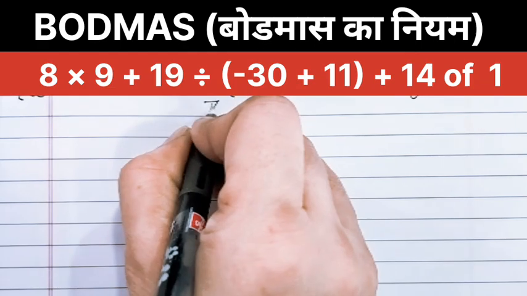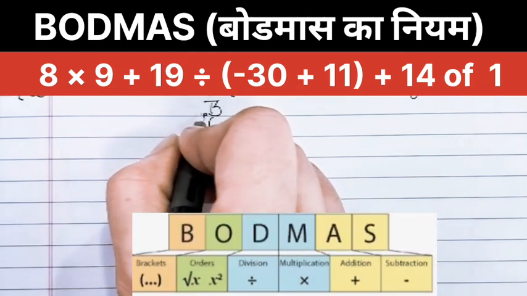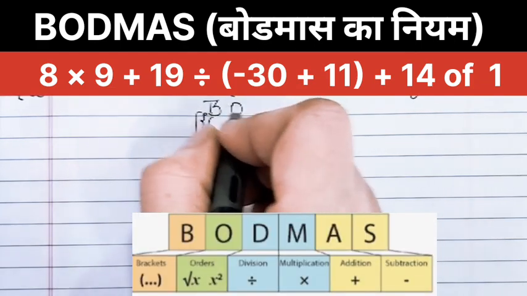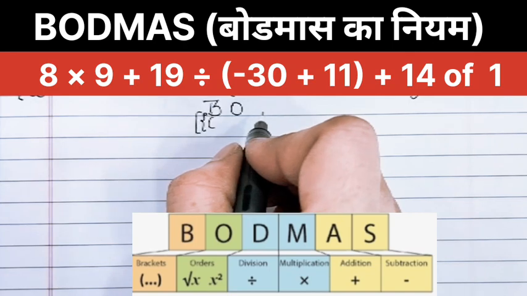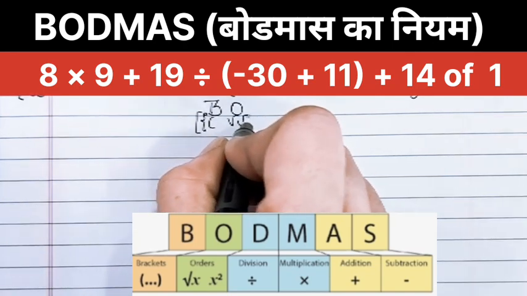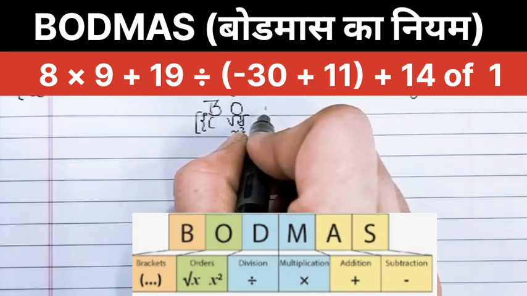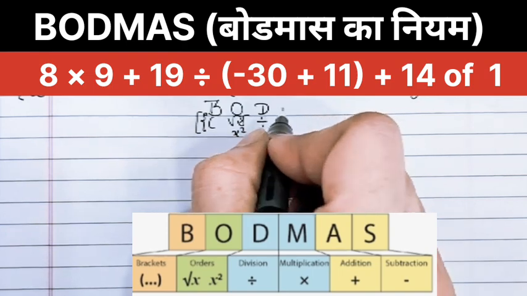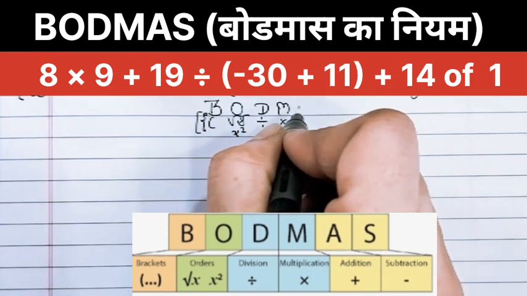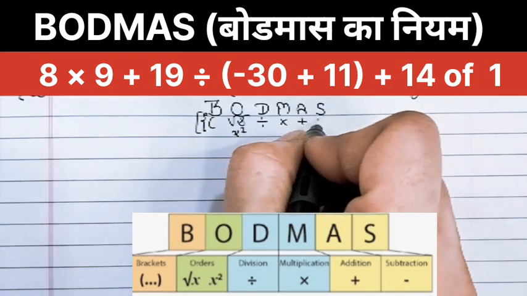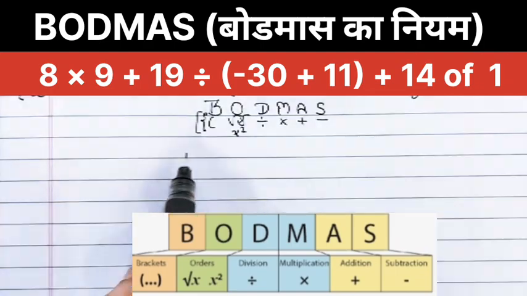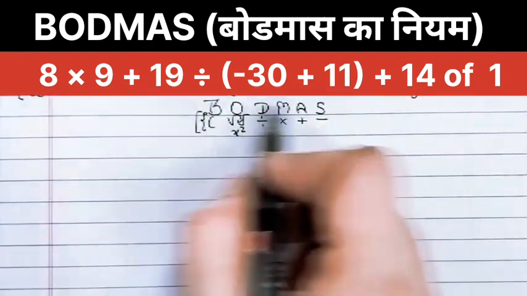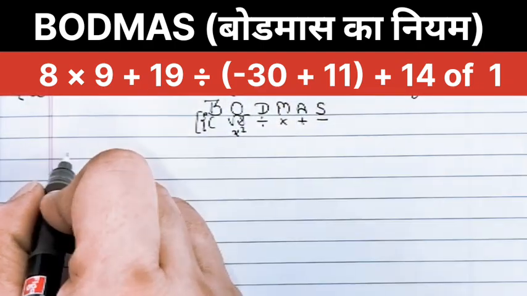The BODMAS rule says first we solve brackets: small bracket, curly bracket, then square bracket. O stands for of. We convert it into multiplication, square roots, cube roots and exponents. And then we solve division. D stands for division, M stands for multiplication, A stands for addition and S stands for subtraction. According to this BODMAS sequence, we'll break down this expression with a step-by-step solution.